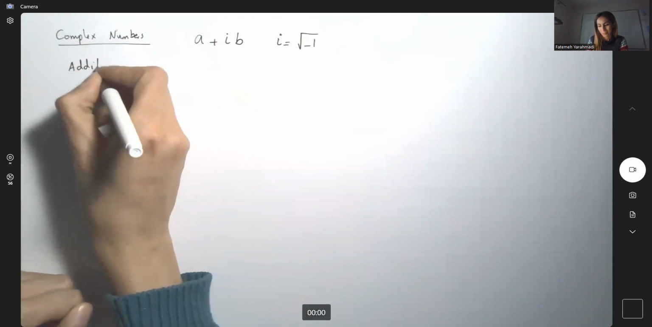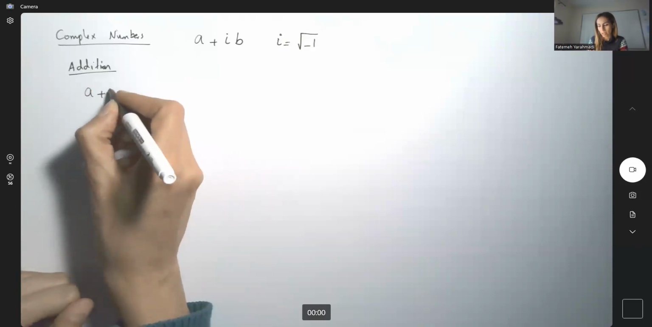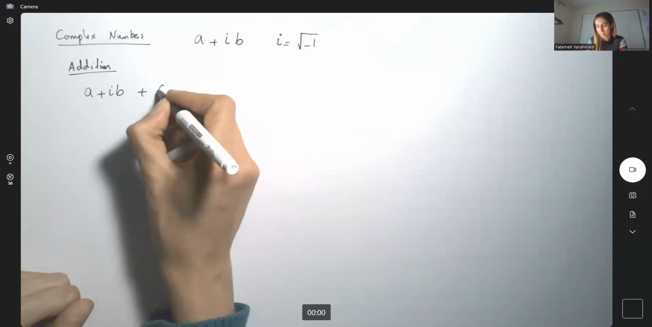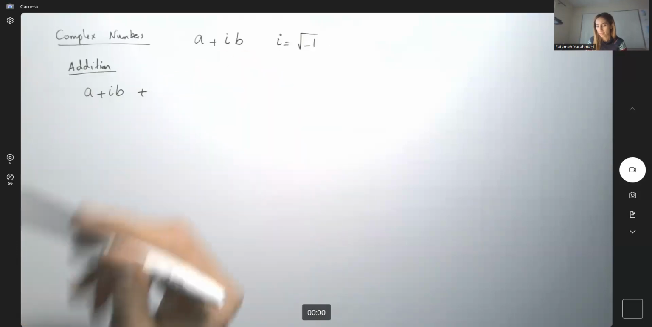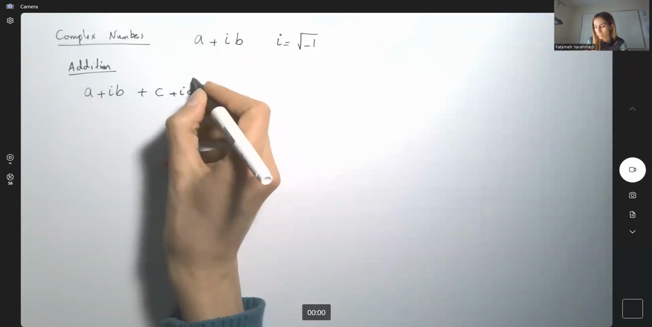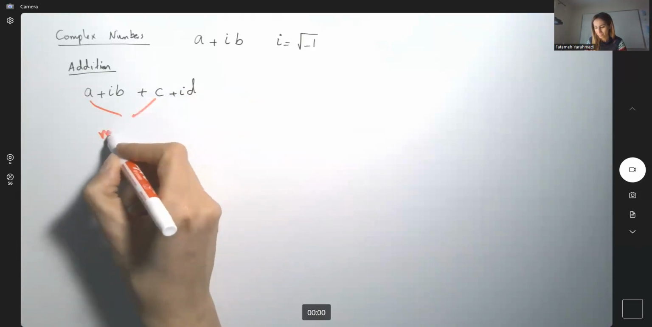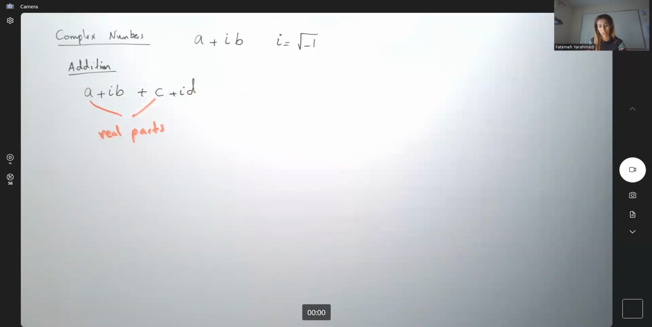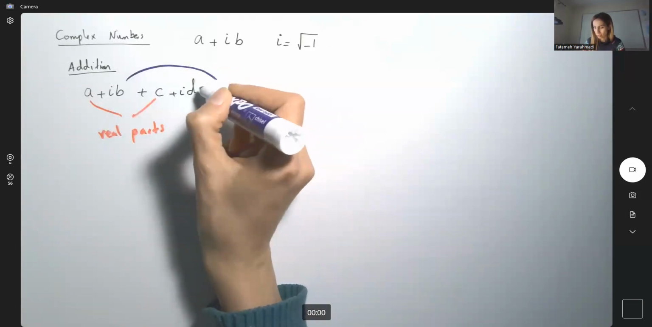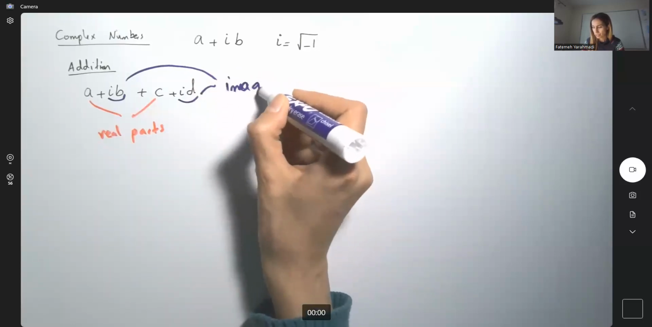Addition for complex numbers. If I ask you to add a plus ib and c plus id, what are you going to do? You're going to add the real parts together. These are real parts. And then you're going to add the imaginary parts. These two are called imaginary parts.